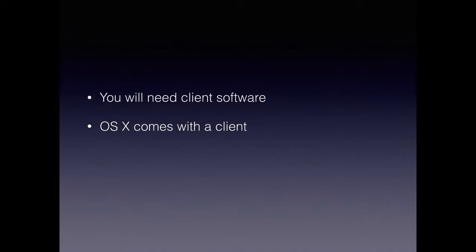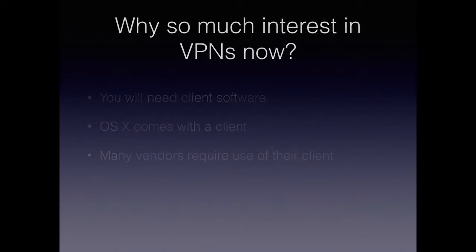Now, OSX comes with a client. That client will connect up to some VPNs, but not all of them. And usually you're better off if the VPN vendor you decide to go with has a client, use their client. Don't use a built-in one. If they tell you, hey, here's the configuration options to use a built-in client, then go ahead and use the built-in OSX client. But many vendors require use of their client because they take advantage of features that the OSX client can't do. The OSX client works with a few VPNs, it doesn't work with every VPN. And like I said, there's hundreds of different options available depending on what protocols they decide to support.